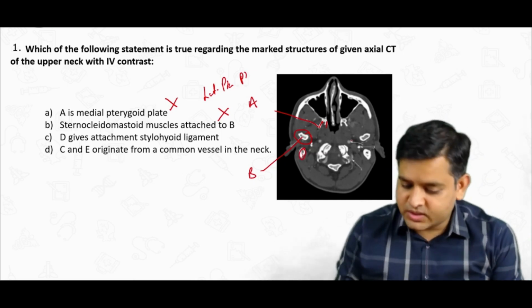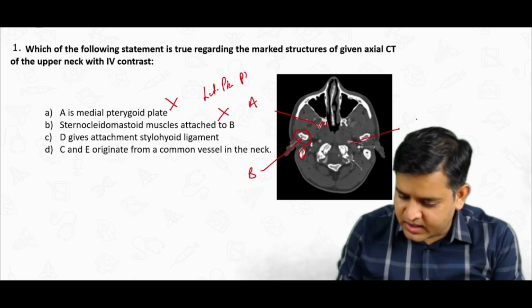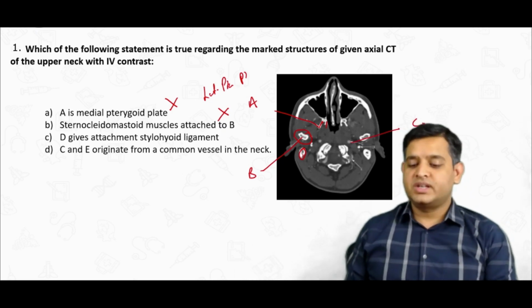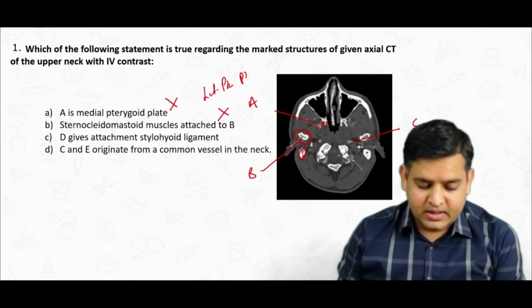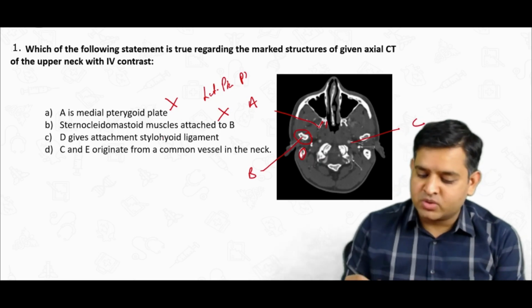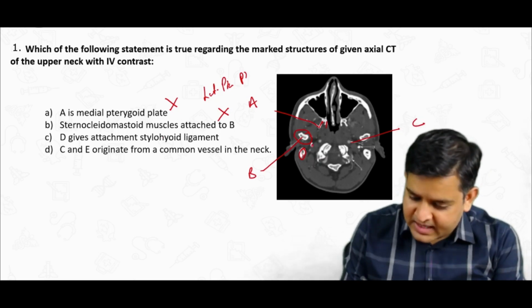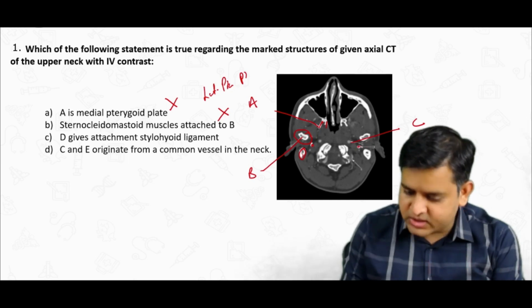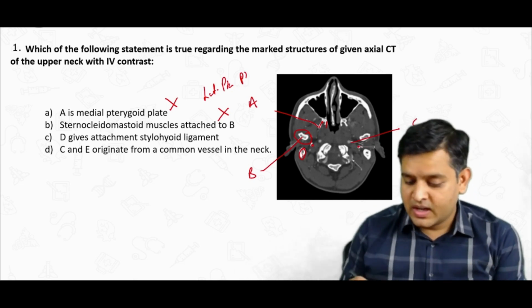Now C is the internal carotid artery. Now D gives attachment to the stylohyoid ligament. Yes, that's a styloid process.